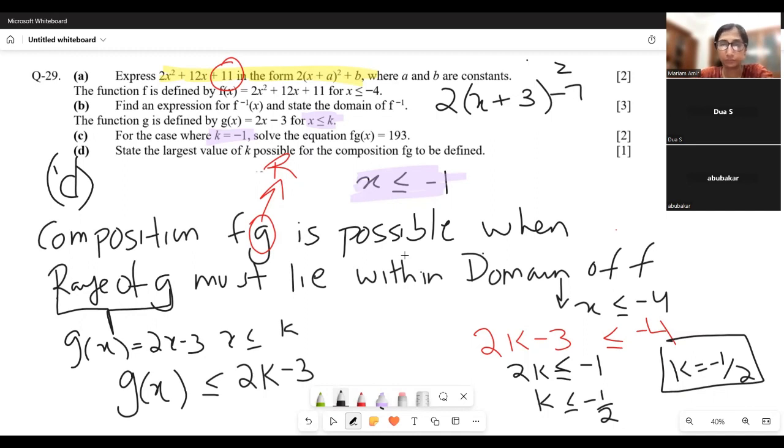Any questions from question 29? If not, then I'm going to end this lesson and then you're going to join the same link again. Okay, join the same link. See you.